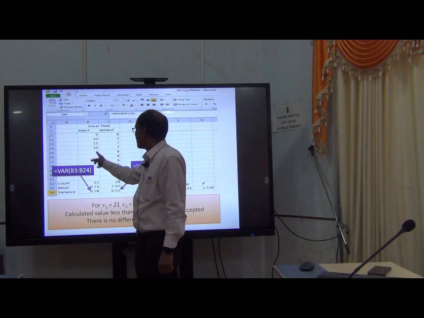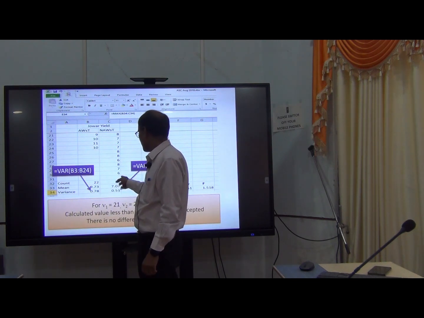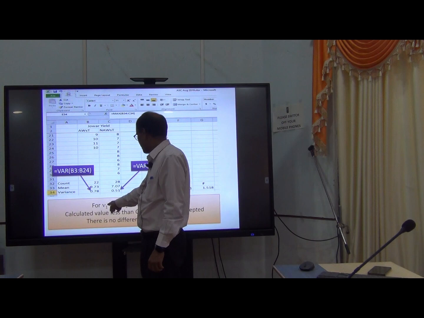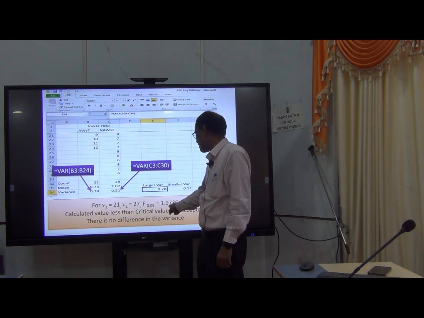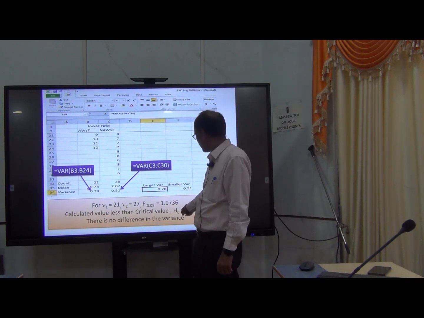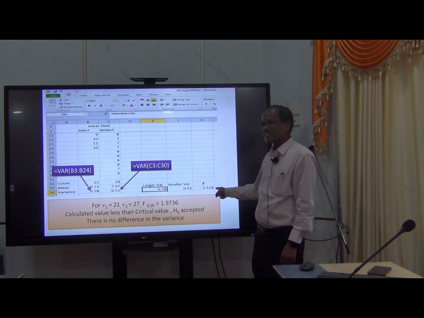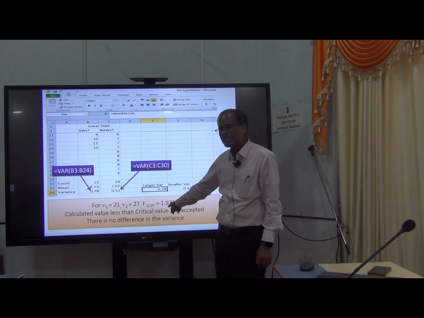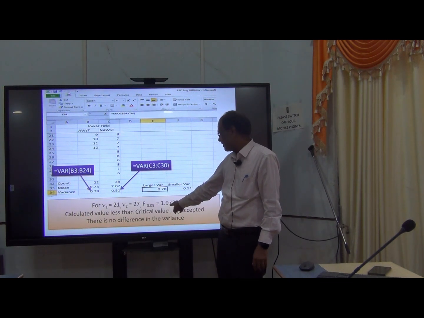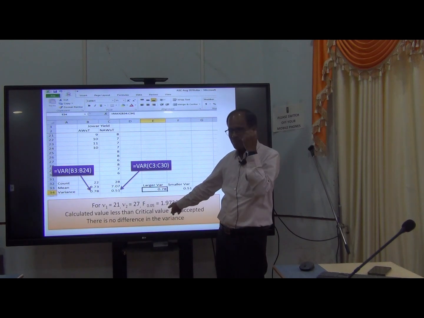Degrees of freedom: for the first, 22 minus 1 is 21; for the second, 28 minus 1 is 27. The table value of F for the 5% level of significance is 1.9736. The calculated value is this, the table value is this. We have to extract it from the table only. Yes, manually you are doing it.